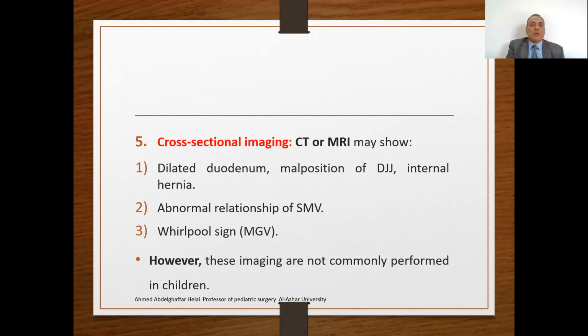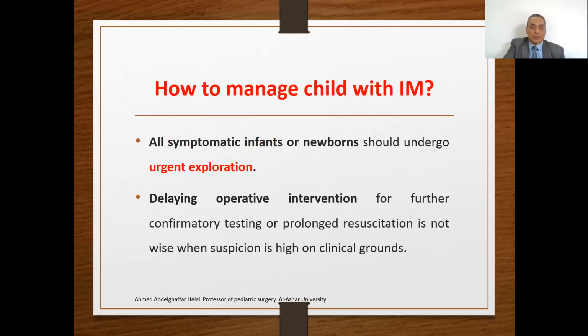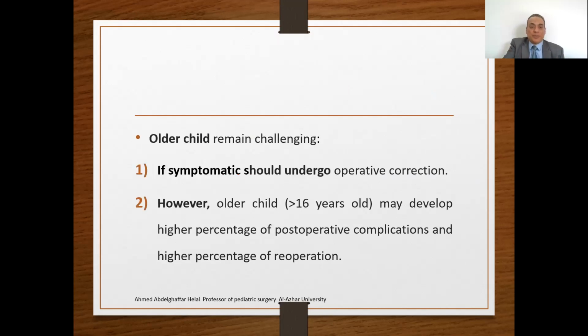No more time should be consumed waiting for investigations if there is a high index of suspicion on clinical ground. How to manage a child with intestinal malrotation? Number one, all symptomatic infants or newborns should undergo urgent exploration. Number two, delayed operative intervention for further confirmatory testing or prolonged resuscitation is not wise when suspicion is high on clinical ground, to avoid the development of catastrophic mid-gut volvulus.